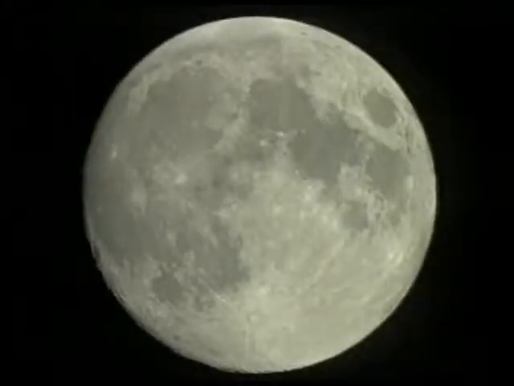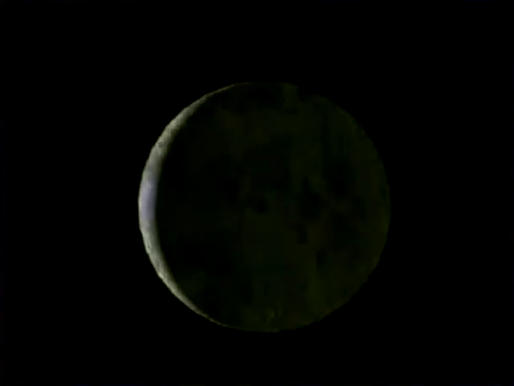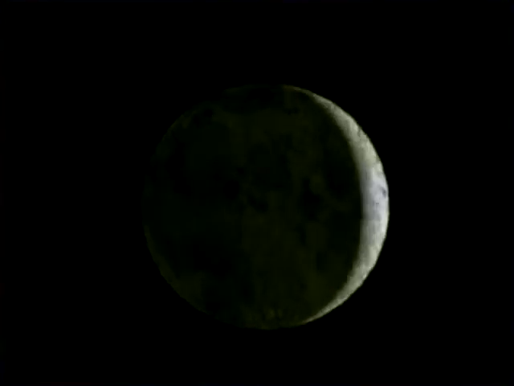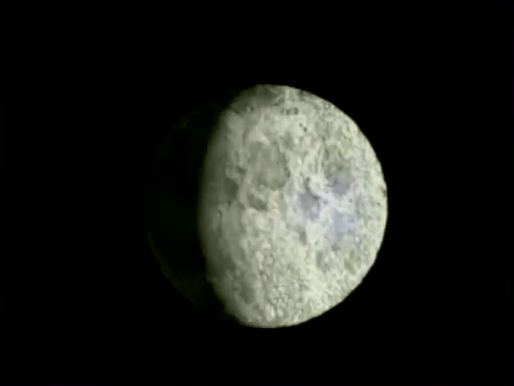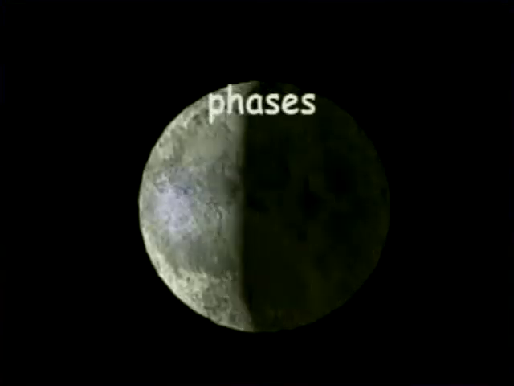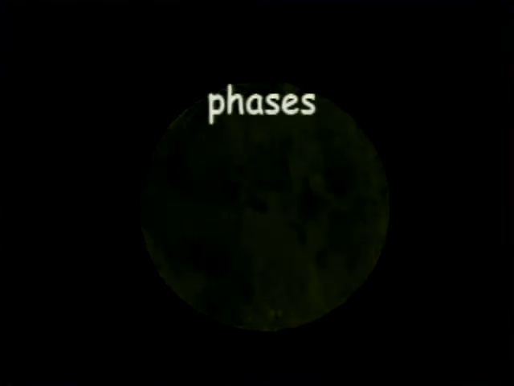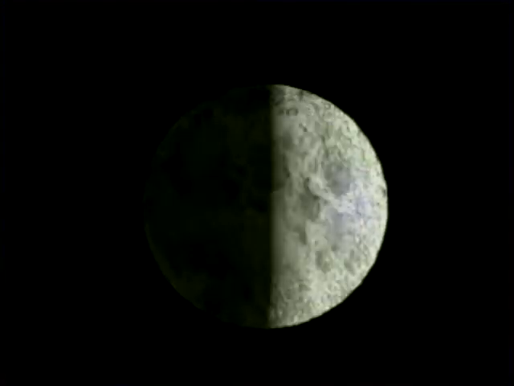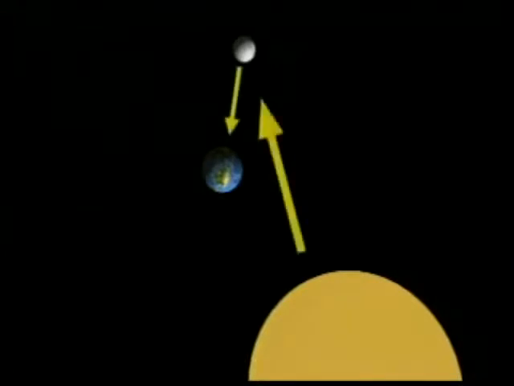Though we always see the same side of the moon, it doesn't always look the same. Over a period of about 29 days, the moon goes through a series of phases. As shown here, the moon is lit by the sun and we see the reflected light. As the moon circles the Earth, we see that lighted moon face from a different angle.